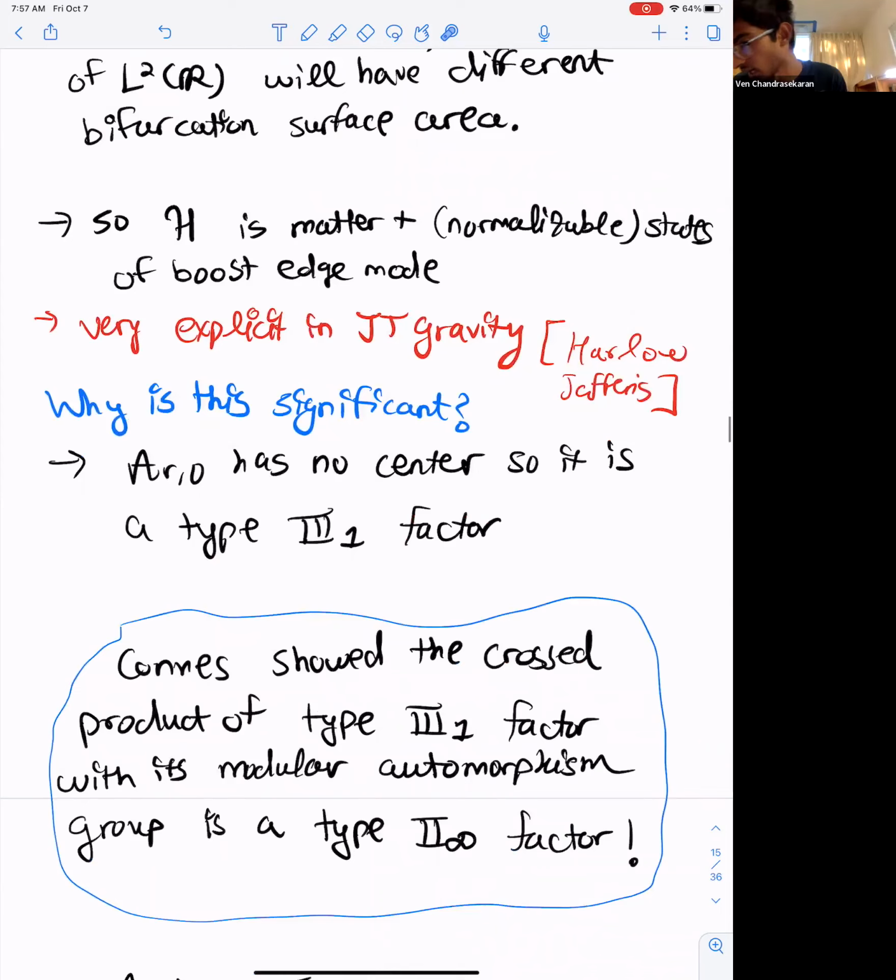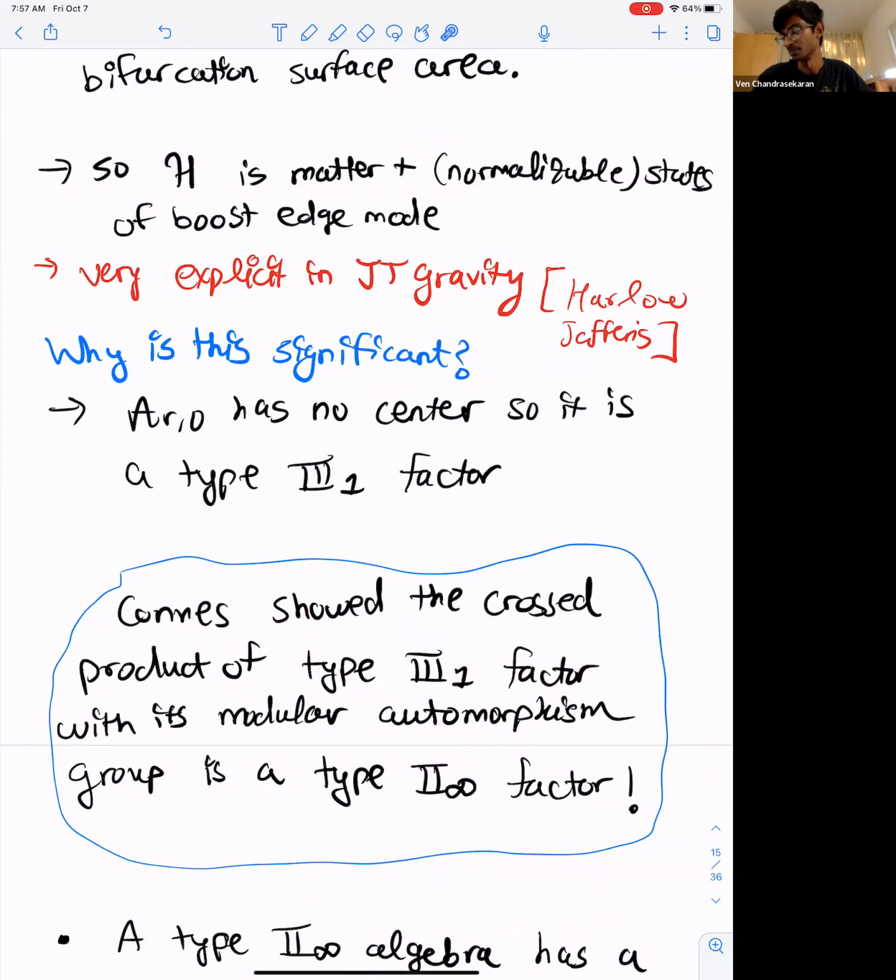Okay, so why does any of this matter? So this is all a bunch of abstractions. At a high level, I'm going to make a claim, and then I will hopefully be able to elucidate that claim explicitly. But the claim is, if you take a type III-1 algebra, in particular a type III-1 factor, and a factor just means the algebra has no center. So if you take a type III-1 factor and you take its cross product with its own modular automorphism group, then there's a well-known result due to Connes that the resulting algebra that you get is a type II infinity factor. Okay, so this is, again, just a bunch of words.